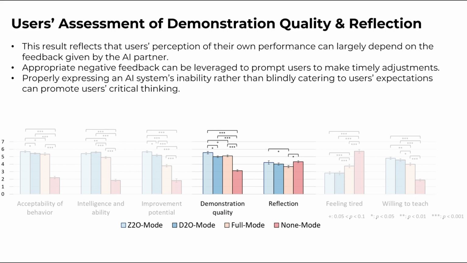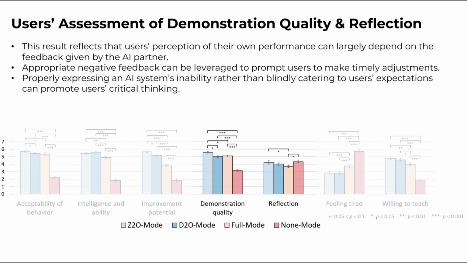Besides, most participants think their demonstration quality is good in Z2O, D2O, and full modes. And it is surprising that they reflect more on their teaching in none mode, although robots did not show any feedback. This result reflects that users' perception of their own performance can largely depend on the feedback given by the AI partner. Therefore, the feedback of the AI system should be carefully designed according to specific goals.